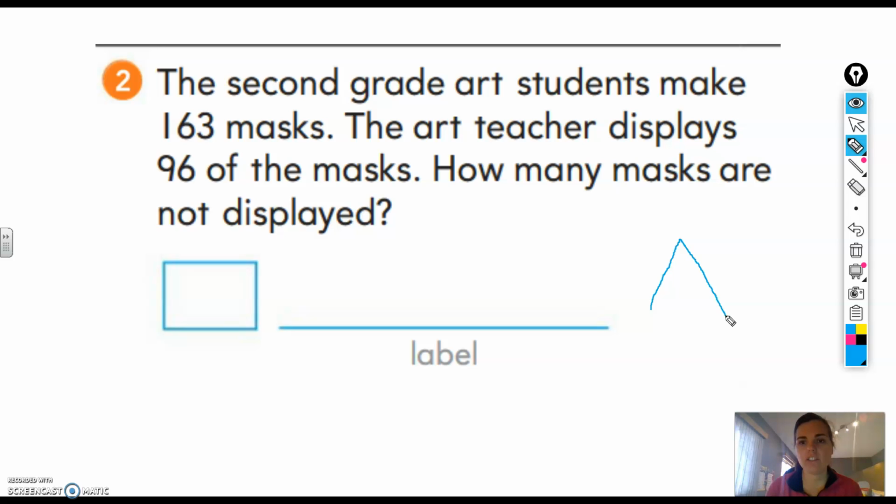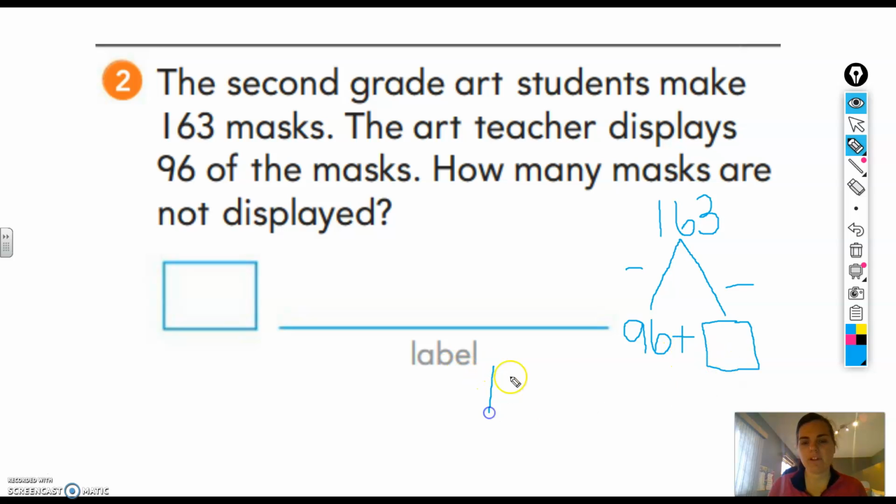Okay, and I'm going to read my equation again to fill in my totals and my add-ins. The second grade art students make 163 masks. The art teacher displays 96 of the masks. How many masks are not displayed? So I know that we start with a total of 163 masks. 96 of the masks the art teacher puts out on display, and the rest are not. So that's my unknown addend. I can add my subtraction symbols and my addition. Okay, so I'm going to do 163 minus 96 to get my unknown addend.